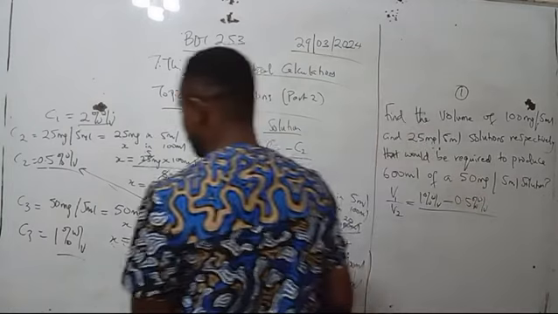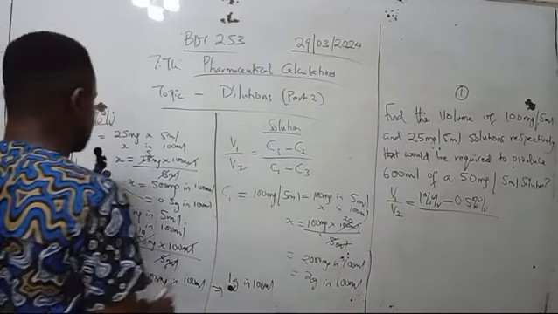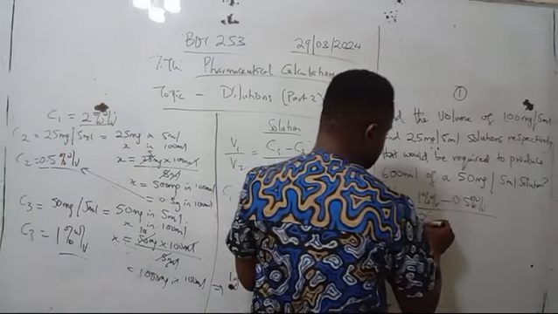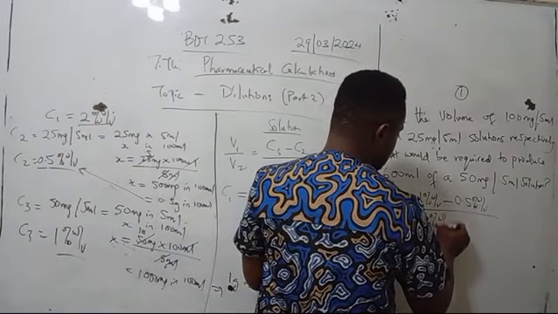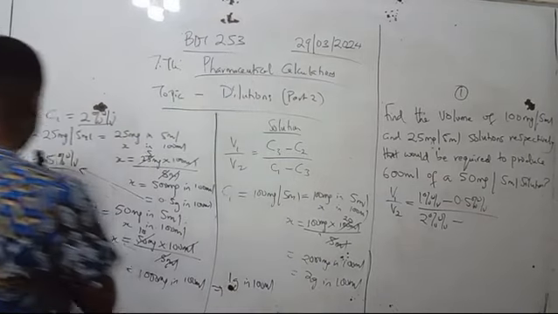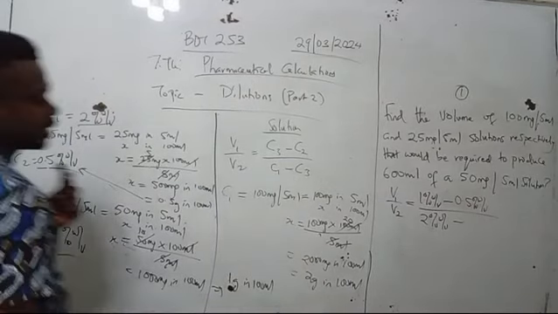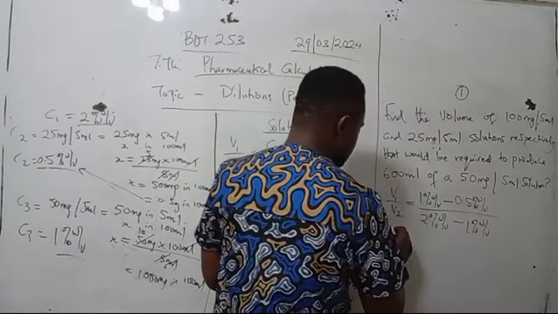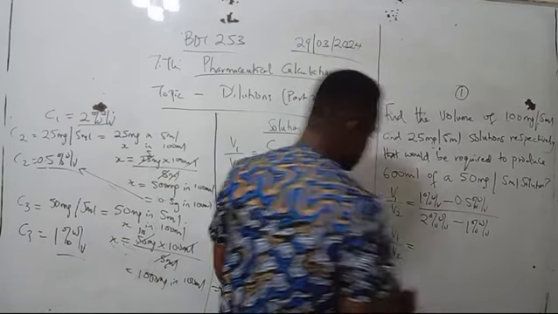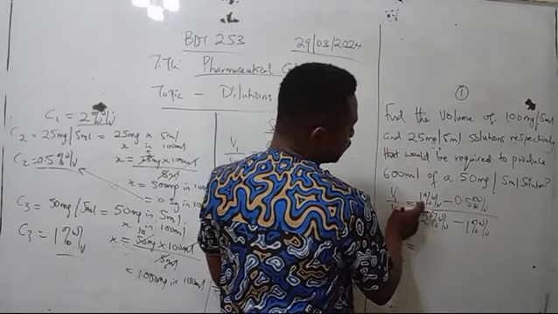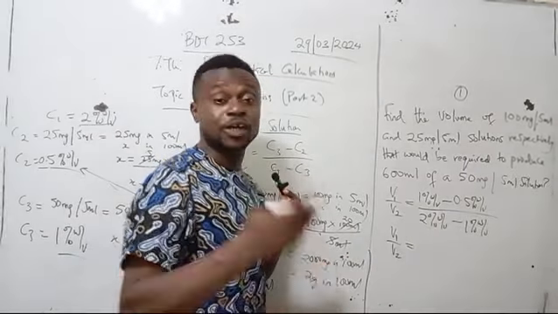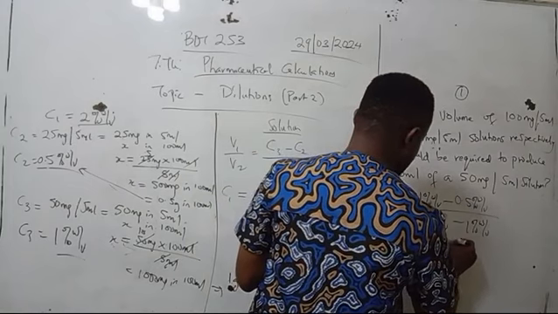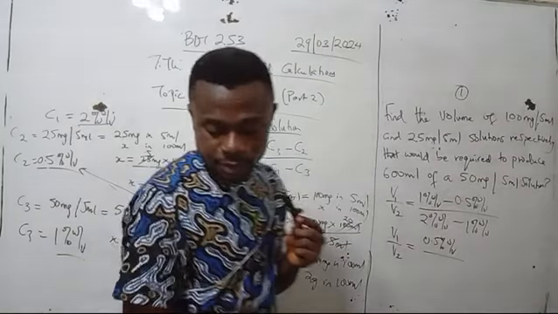So V1 over V2 now becomes 1% weight in volume minus 0.5% weight in volume is 0.5% weight in volume, all over 2% weight in volume minus 1% weight in volume is 1% weight in volume. Now let percent weight in volume cancel percent weight in volume, we are left with 0.5 over 1, which is half over 1.